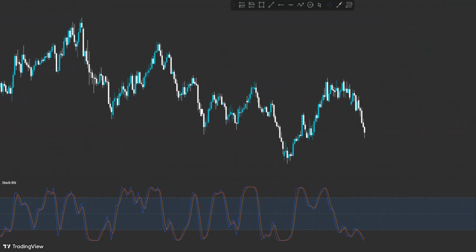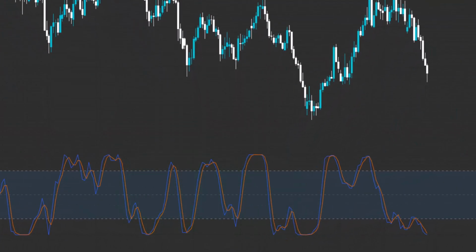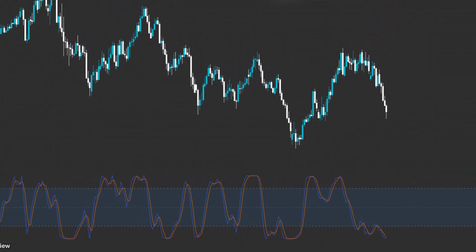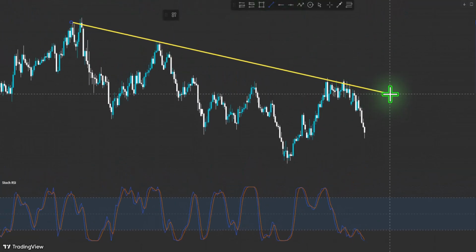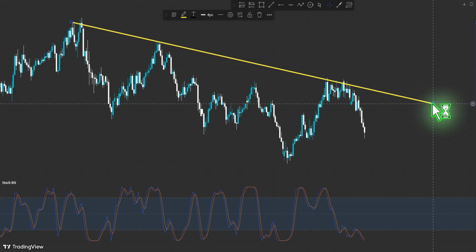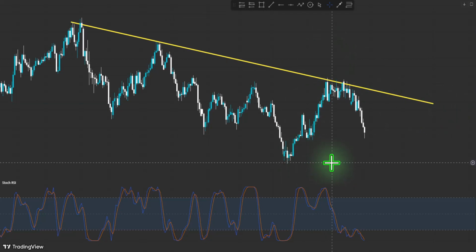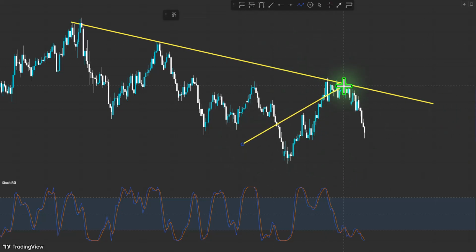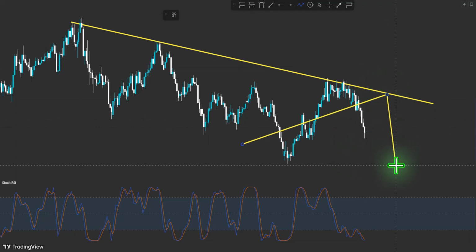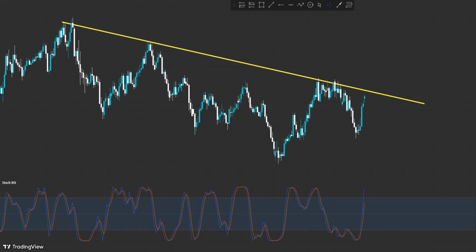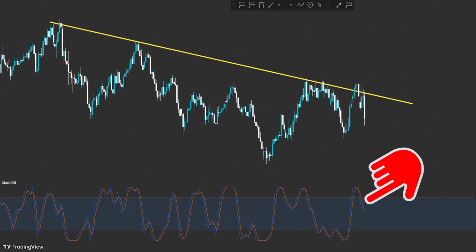So on this chart, we can see that we already have the stochastic RSI with custom settings applied. Next, we spot an obvious trend line by connecting these swing highs. Since the overall trend is down, we are looking for the price to reject off the trend line and drop lower. That's why we only draw the trend line above and not below. Now, we patiently wait for price to move up toward the trend line while the stochastic RSI crosses into the overbought zone.